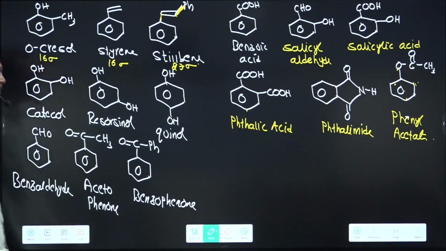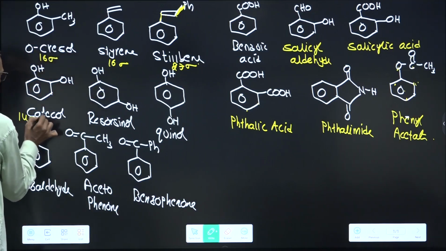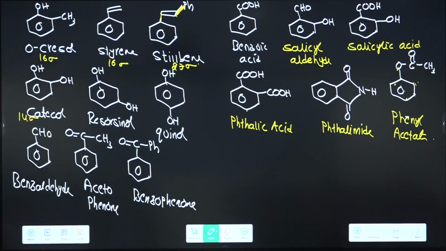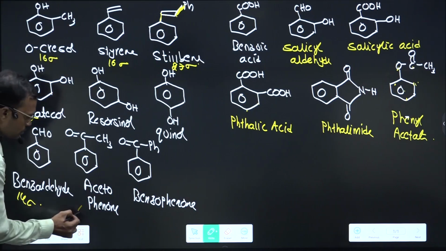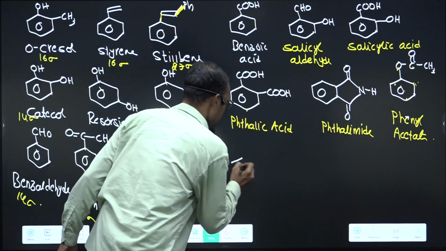Catechol. These all are same. 14 sigmas. Benzaldehyde. 14 sigmas. This one. How much? 17 sigmas. You calculate. This all you calculate.